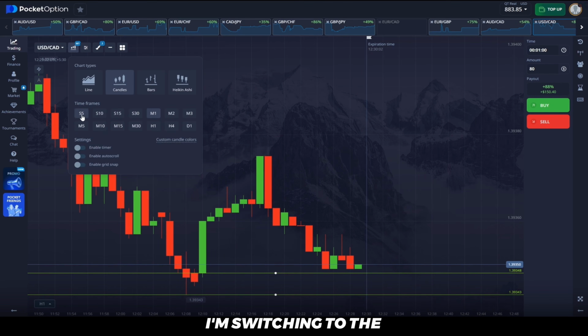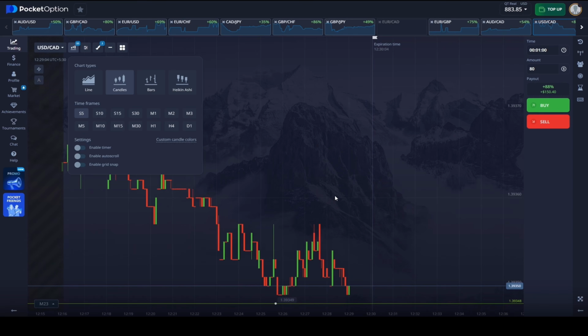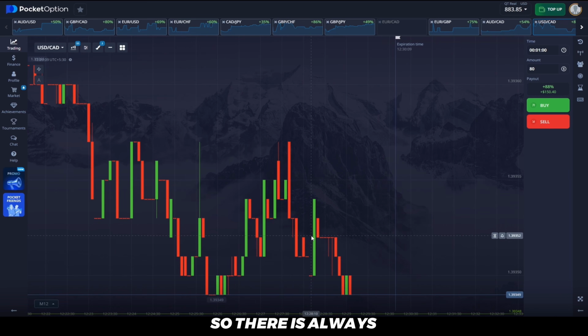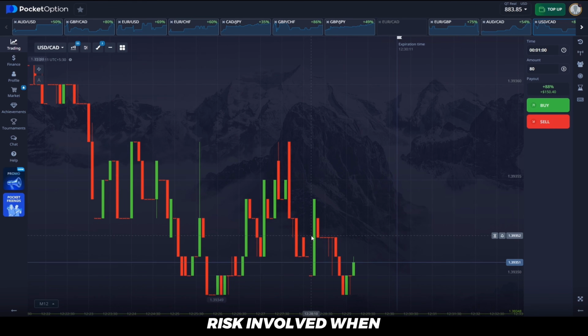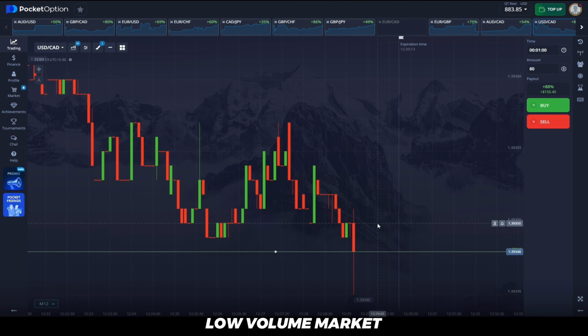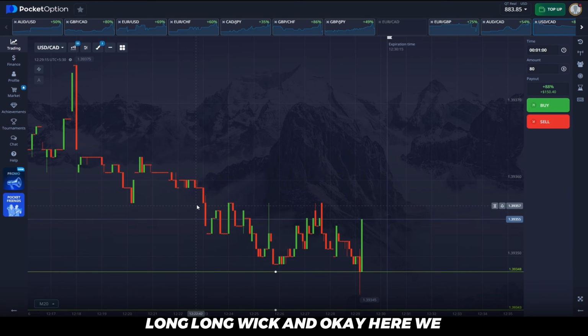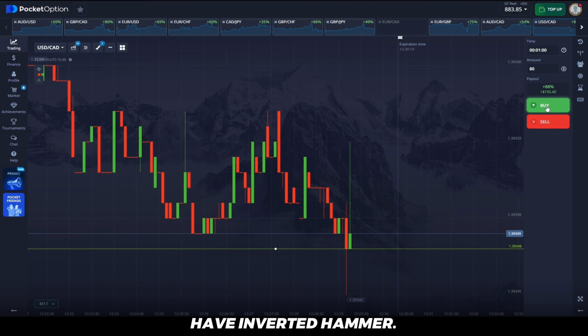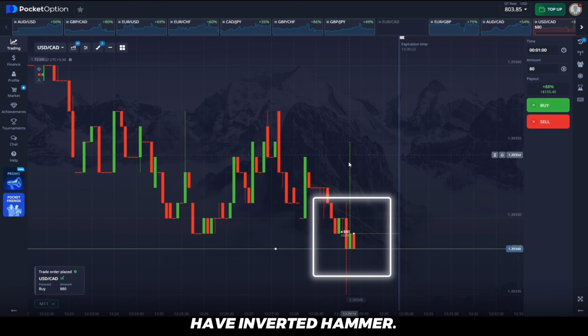I'm switching to the 5-second chart. Okay, this is the 5-second chart. It's a low volume market, so there is always risk involved when we trade in a low volume market because you will find long wicks. And okay, here we have an inverted hammer.